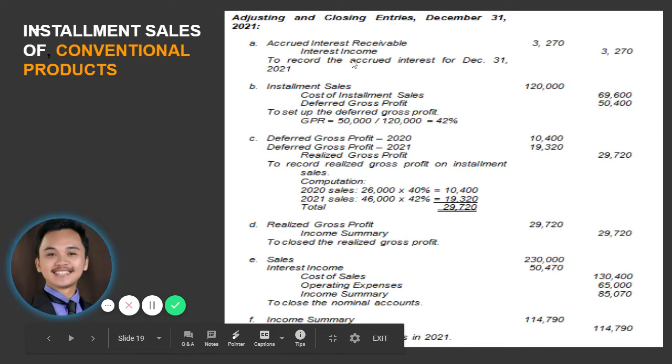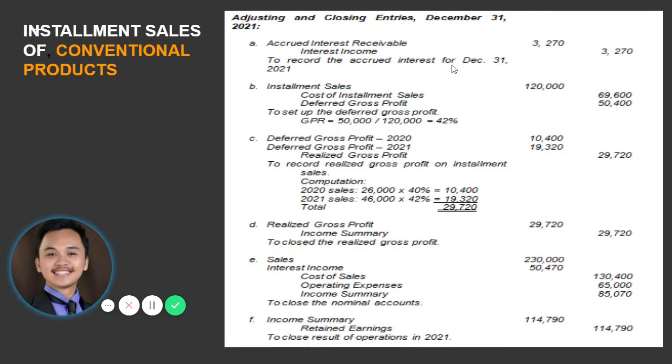Okay, so we have here the adjustment for our accrued interest. So take note that we have an accrued interest of 1,020 for 2020 sales and 2,250 for 2021 sales. So therefore, our total accrued interest receivable will be 1,020 plus 2,250. So that is 3,270. The 1,020 and 2,250 are given in the problem.